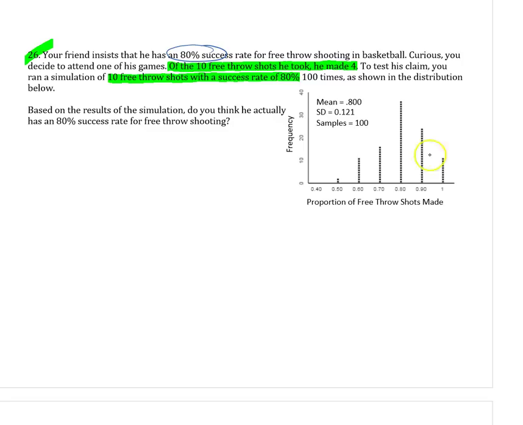So he did this simulation 100 times. Sample size was 10, and we assumed 80% would be the success rate here. Okay, you went to his game, so this was your p-hat, and you said 4 out of 10, which is 0.4, was his success rate that night.